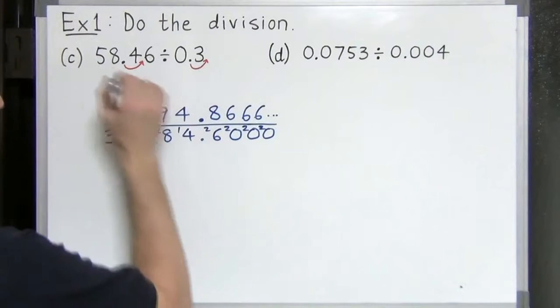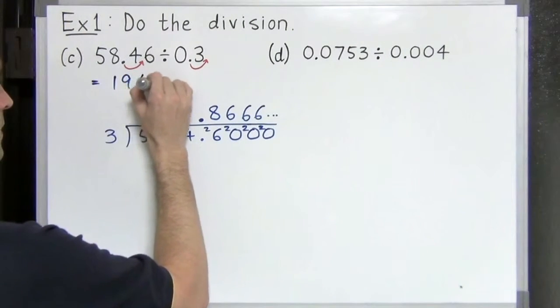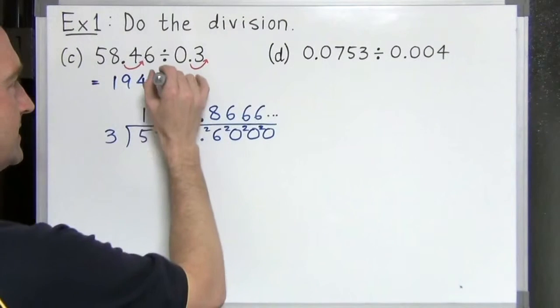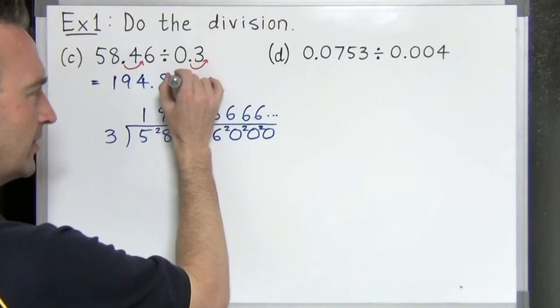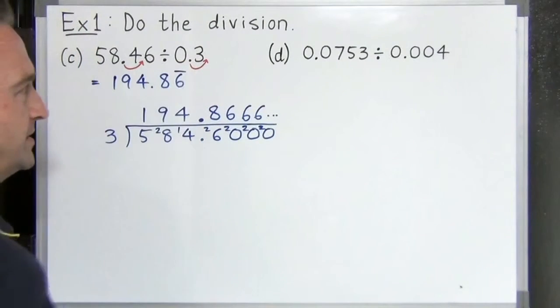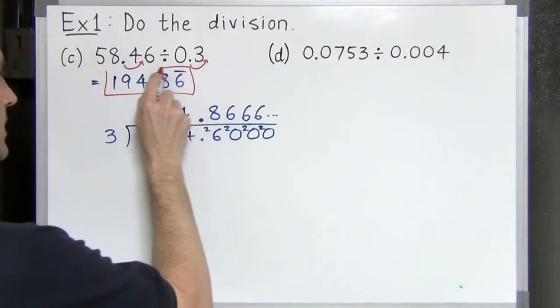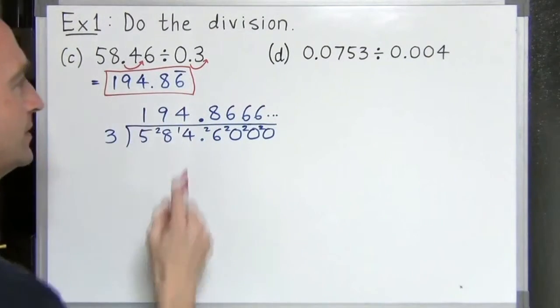So our answer, or our quotient, is going to be 194.866666. And we write it like that. The 6 is the repeating digit, so I'm going to put a bar above the 6. And there's our answer: 194.8 with the 6 recurring. That can also be written by putting a dot above the 6. Simply put a dot above any repeating digit. That's another way you can do it.